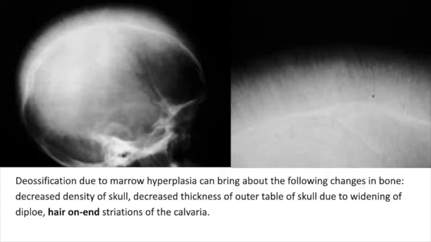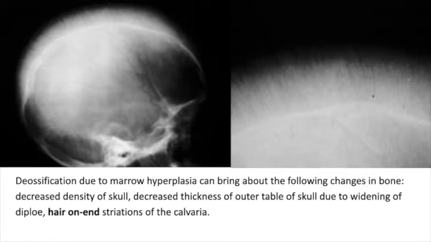I repeat again, there is a decrease in thickness of the outer table. It's almost going to disappear, so the diploe takes this shape. It's a very common pathology. So for any sickle cell patient you have to request at least a chest X-ray and a lateral skull X-ray.